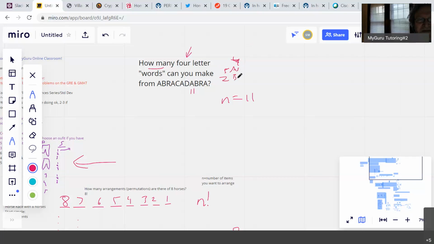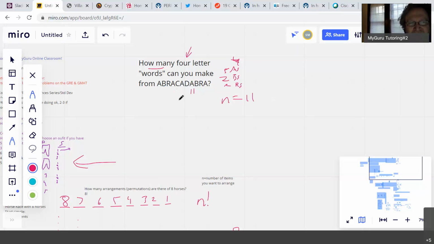2 B's, and 2 R's. We need to think about what we're going to do with this. Okay, so the first thing I would say, this is actually both an arrangement and a group question. Okay, so let's start out.